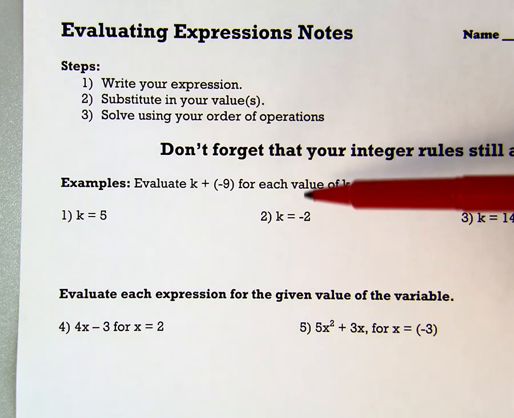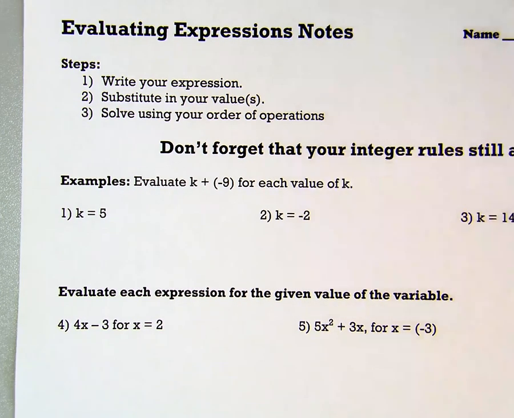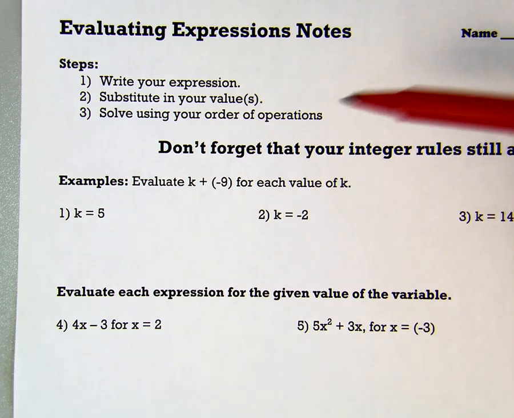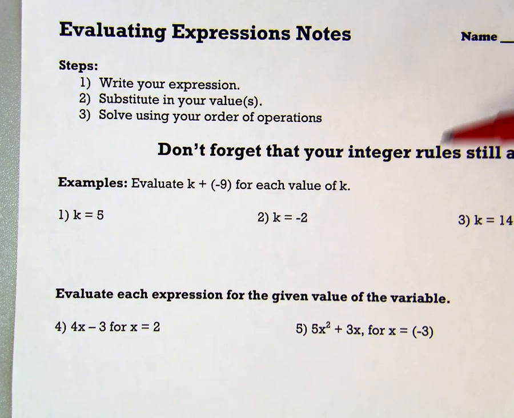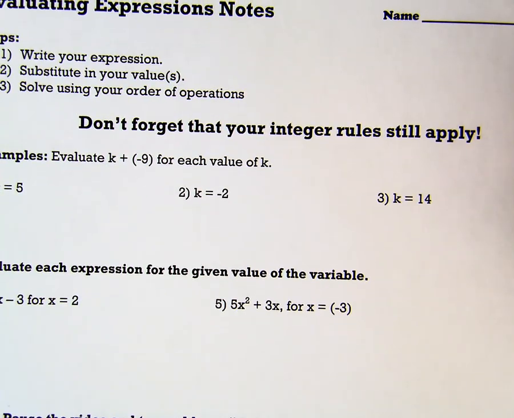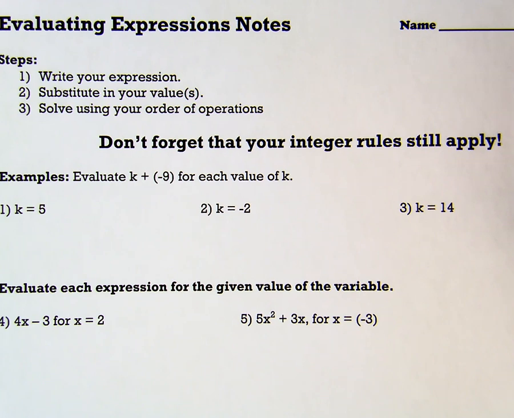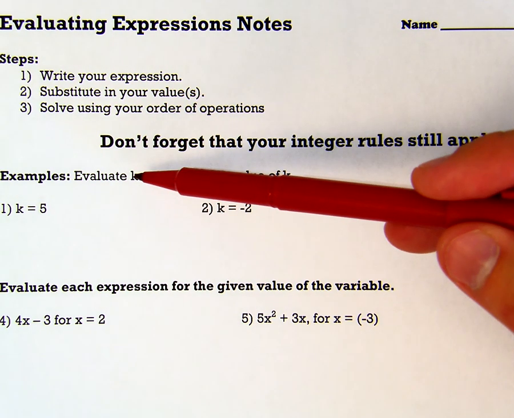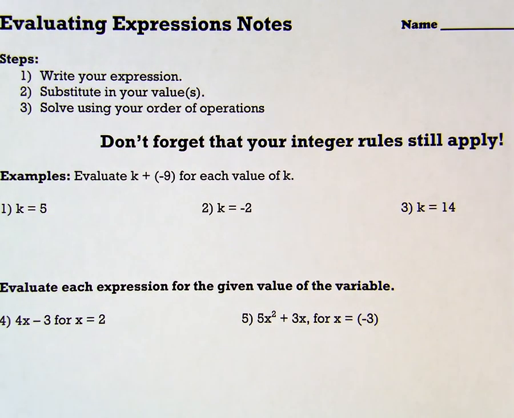So our first one is we have evaluate k plus -9 for each value of k. Now because we're including positives and negatives in here, we always want to make sure we use our integer rules. Those will not be going away. They will be included in quite a bit this year in a lot of things we're doing.